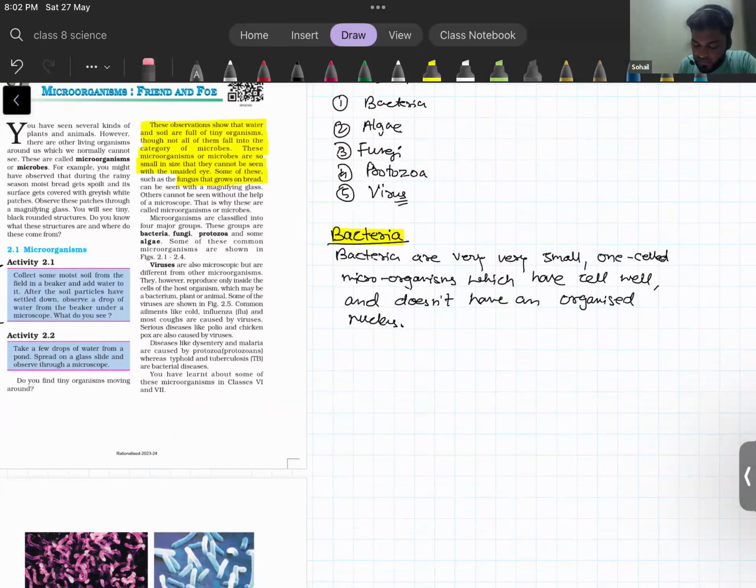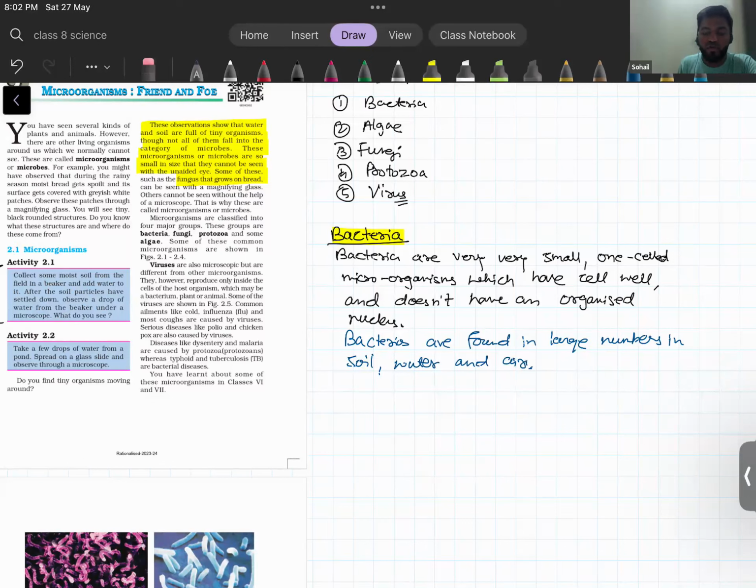Yes, sir. Okay. So now the next thing is that bacteria are found almost everywhere in large numbers. Bacteria are found in large numbers in soil, water, and where? And in air. And one more thing is that bacteria are larger than viruses in size. They are larger than viruses.